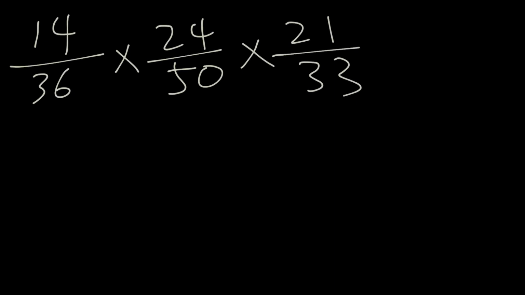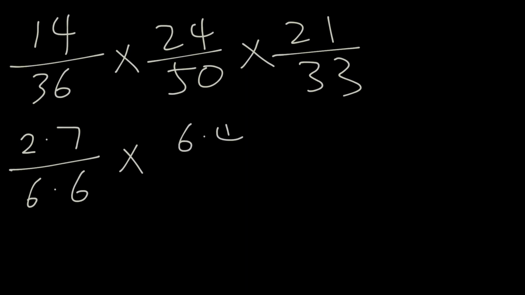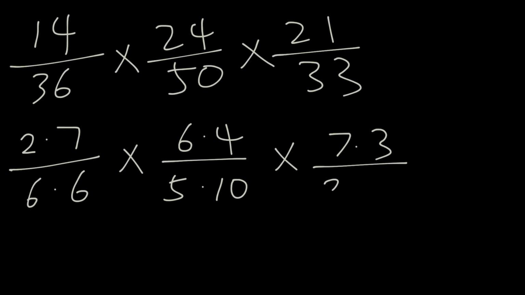So for 14, we know we can write that as 2 times 7. And 36 would be 6 times 6. 24 would be 6 times 4. 50 would be 5 times 10. 21 would be 7 times 3. 33 would be 3 times 11. Now we can just kind of go through the numbers and see which one we can cross out. So the ones that I see is 6 and 6 here. Then 3 and 3.